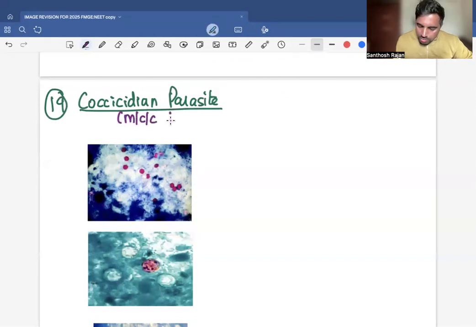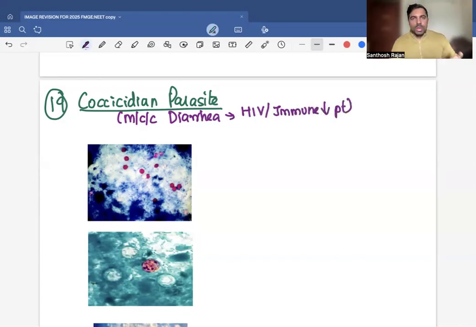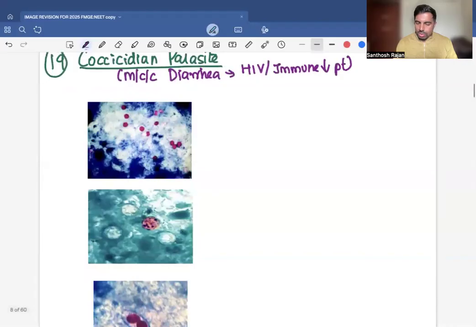They are the most common cause of diarrhea in immunocompromised patients, especially HIV or any other patients with decreased immunity. Leukemia patients, mostly. So these conditions are common. Now look at these three things, very important. You must be already knowing it, and still we revise it.